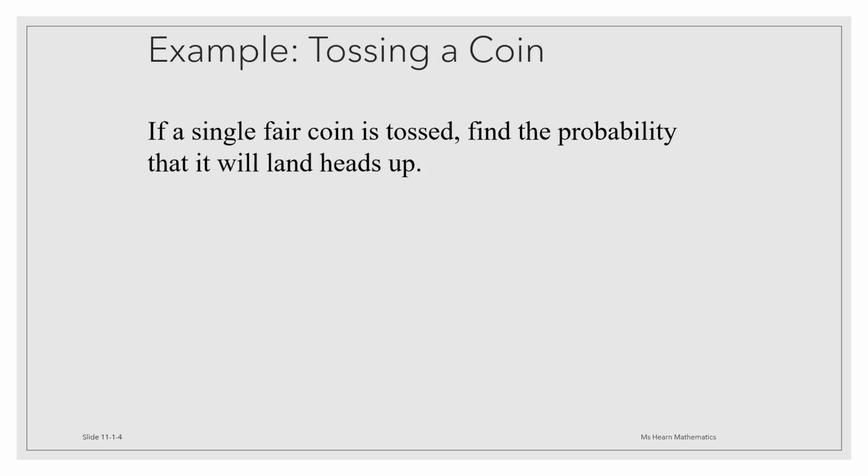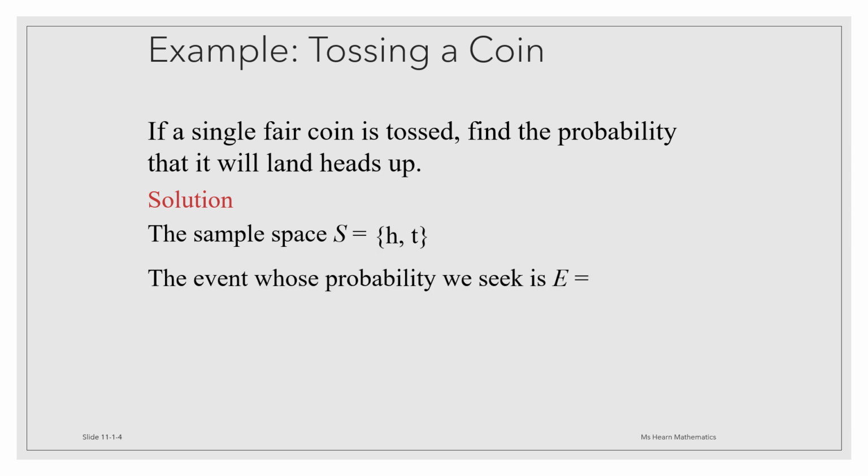Here's an example that you're probably familiar with. If a single fair coin is tossed, find the probability that it will land heads up. If it's a fair coin, then it's equally likely to land on heads as tails. In probability, we would say that the sample space consists of heads and tails. The event whose probability we're looking for is that heads lands on top, facing up. So the probability of heads, you probably know, is 1/2.